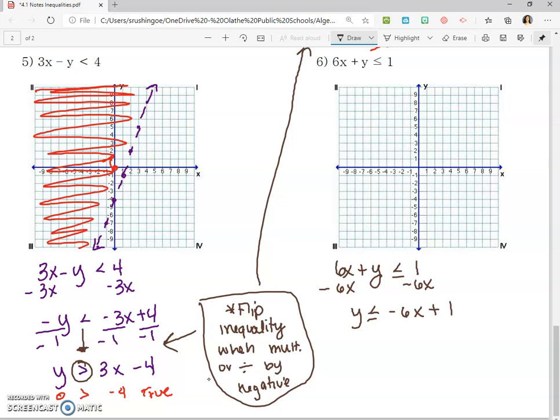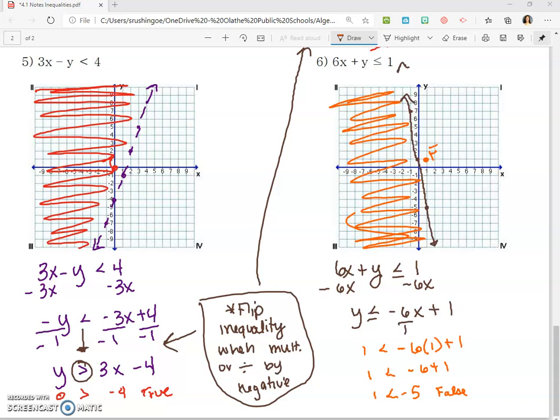And then for this one, number 6 should have subtracted 6x from both sides, started graphing at 1, going down 6 over 1, solid line. And then I chose 1, 1 because 0, 0 is kind of looking too close to the line. I can't really tell. So I picked 1, 1, and I plugged in the 1 for the x, the 1 for the y, multiplied, and then -6 plus 1 is -5. But 1 is not less than -5. So this would be false for 1, 1. So I'm not going to shade that. I'm going to shade the other side.